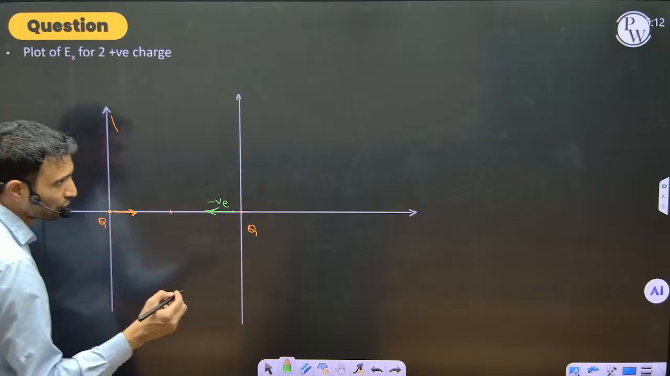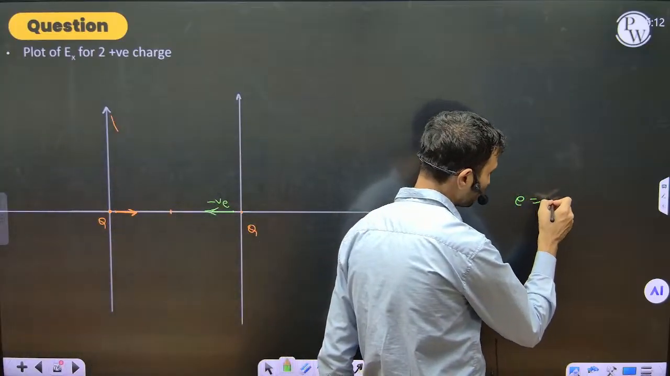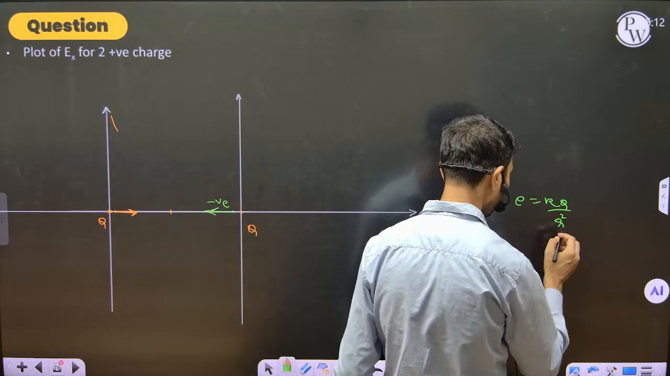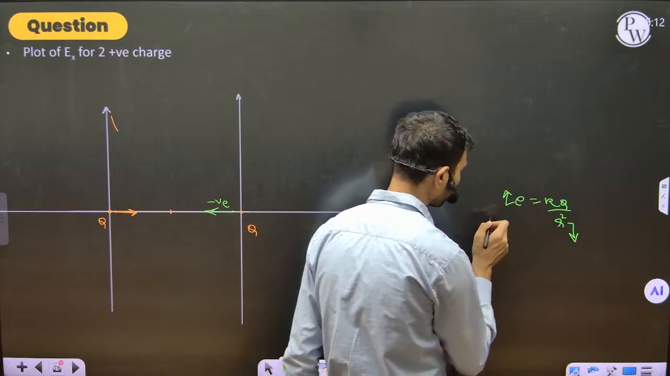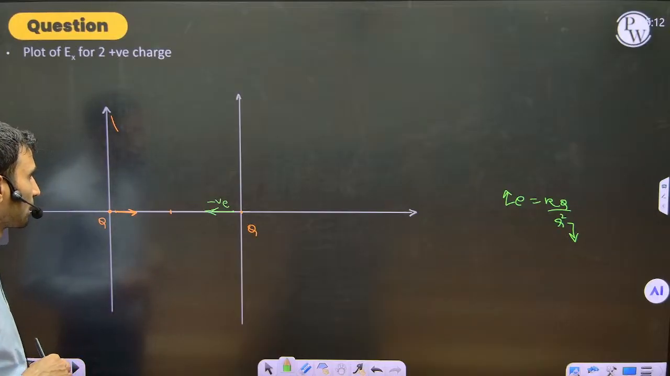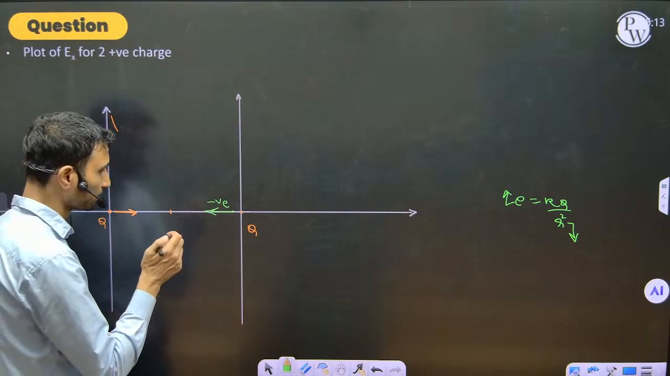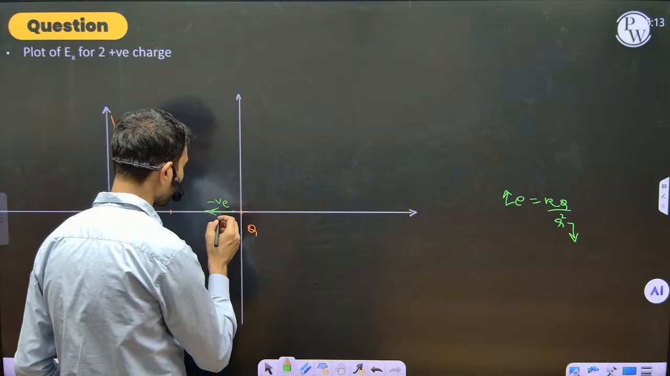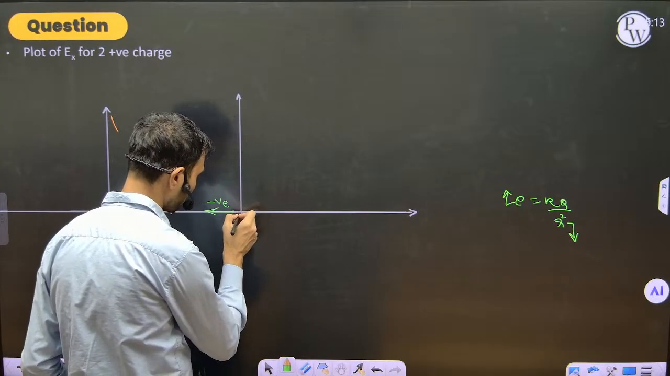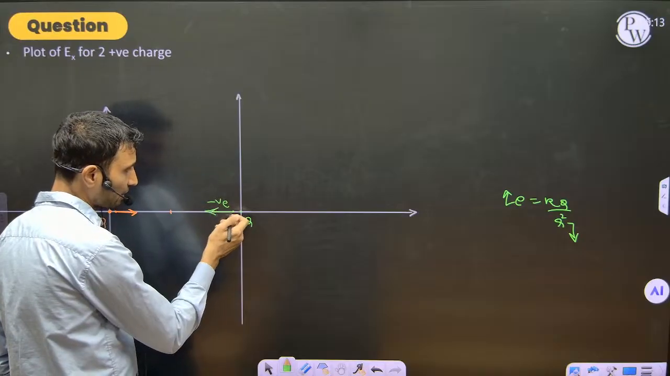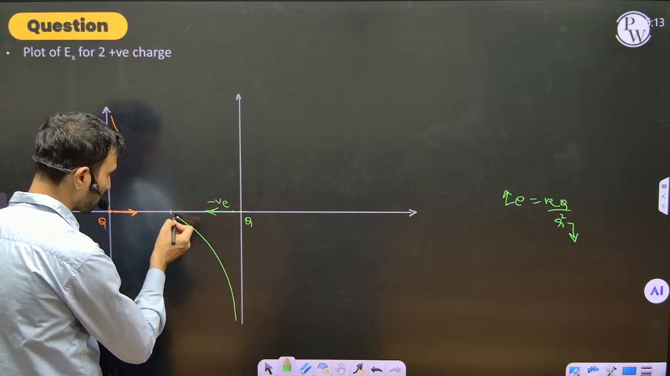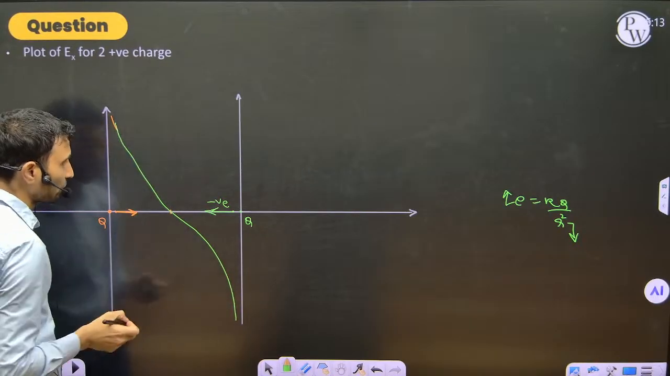Why will it be high? Because you know the formula is what? KQ by R square, right? So R will be less, electric field will be high. So it will be in this direction, and in the left direction means negative, so negative high, right? So it will be something like this, and then it has to become zero, and then it will go like this.